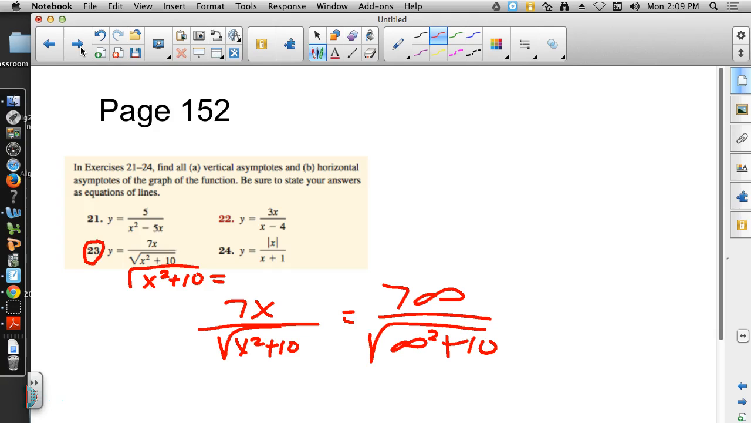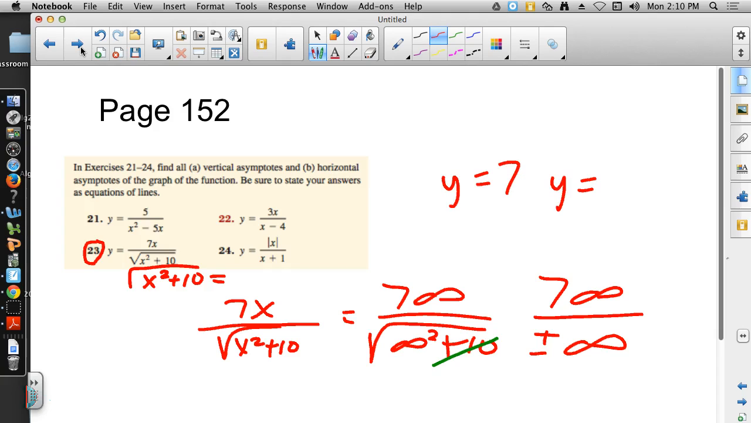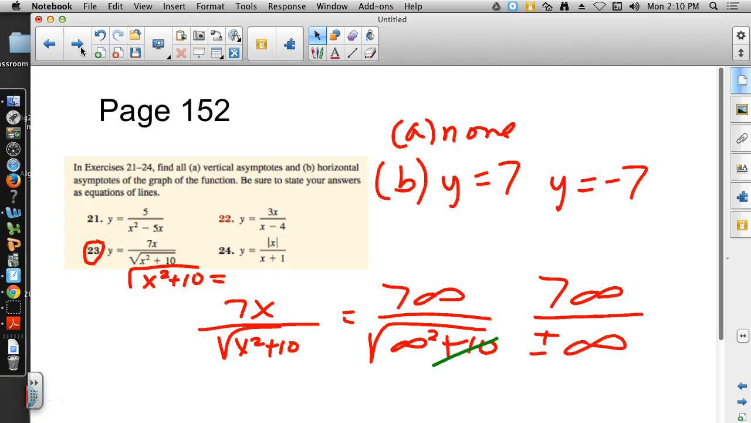And really, again, this plus 10 is spitting in the ocean. It's just not going to add anything at all. So we have 7 infinity over, but now because this is a square root, we're going to get a positive and a negative infinity on the bottom when we take the square root of infinity squared. So that means it could be 7 over 1, which is just 7, or 7 over negative 1, which would give us a negative 7. So we don't get any vertical asymptotes, but we get 2 horizontal asymptotes of this function.